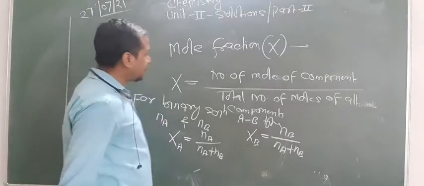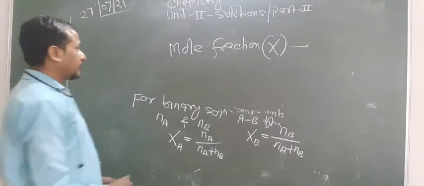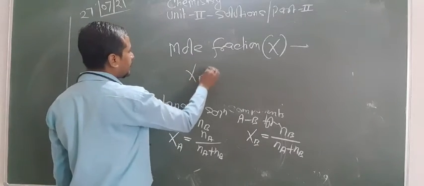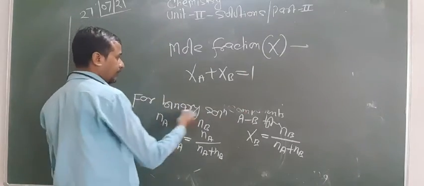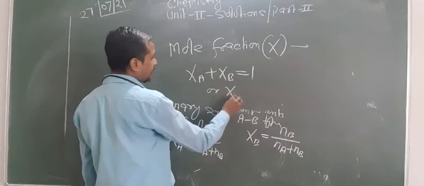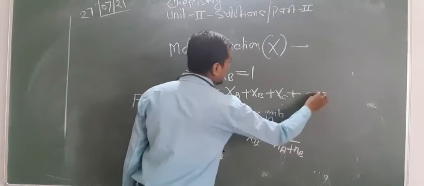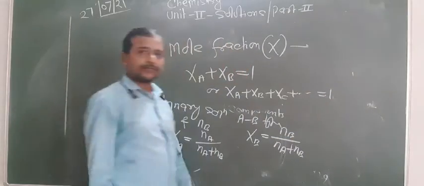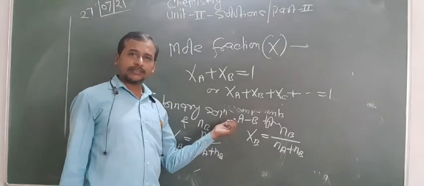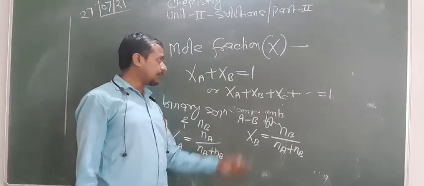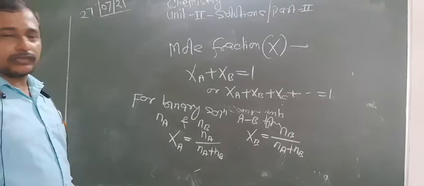One more thing you have to notice is that the sum of the mole fractions should be unity. So for a binary solution, Xa plus Xb should be equal to 1. If there are more components, Xa plus Xb plus Xc is also equal to 1. If your answer is coming more than 1 for one mole fraction, your answer is wrong, because the sum of the mole fractions should be 1. Are you getting this point or not? So by this way we can calculate the mole fraction.